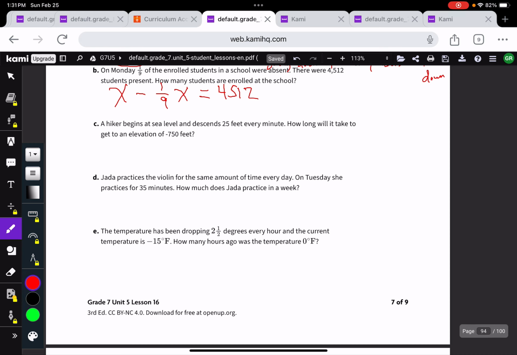We're done with the equation. We do need to label X, by the way. We've got to say what our equation is. X, that's an arrow, by the way.